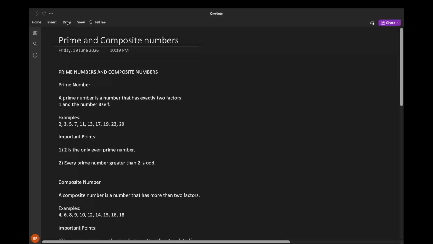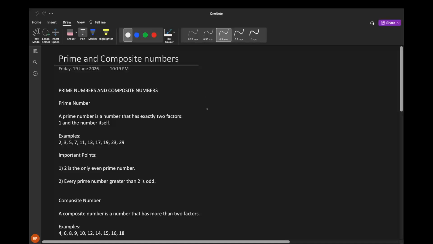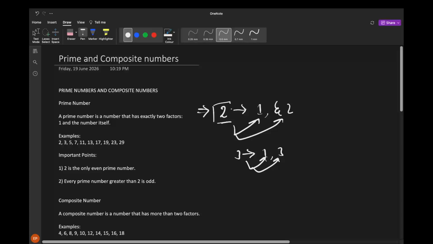Let me take an example. If I take 2, it is divisible by only 1 and the number itself. If I consider 3, it is divisible by 1 and 3, 1 and the number itself. So numbers having exactly two factors are called prime numbers.